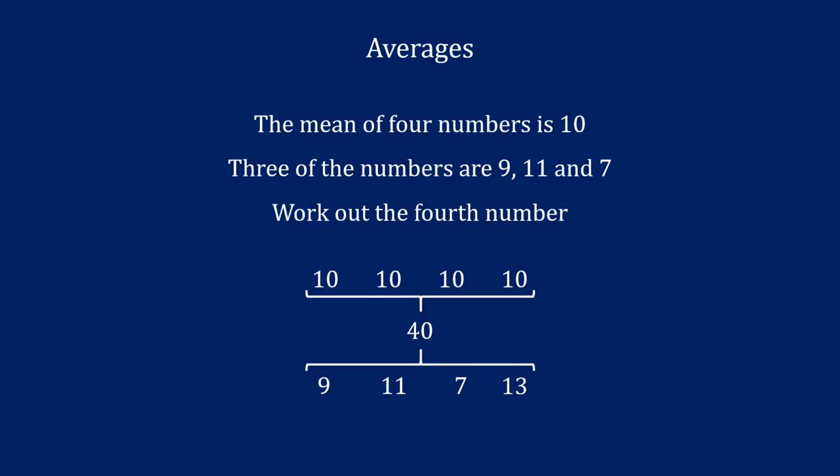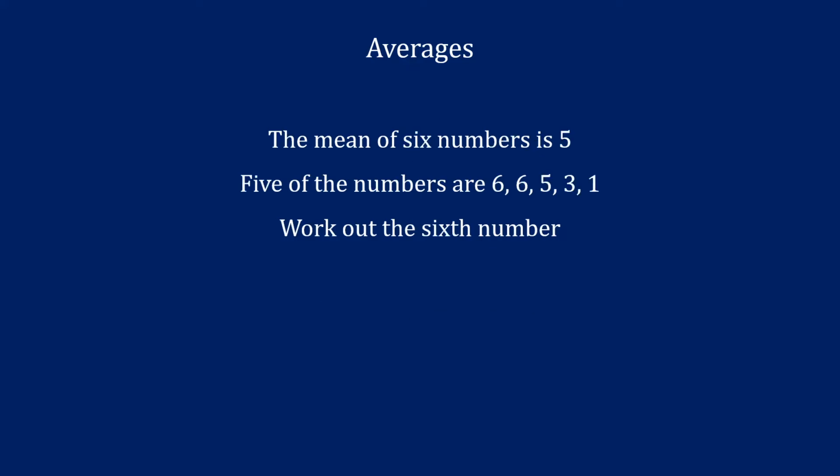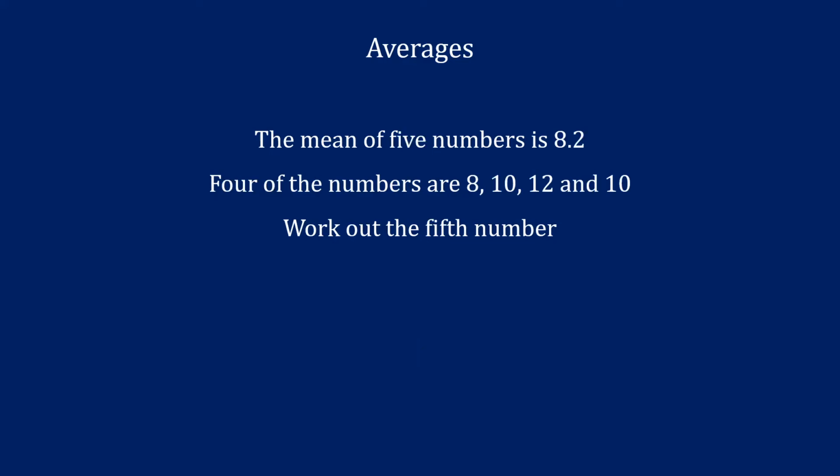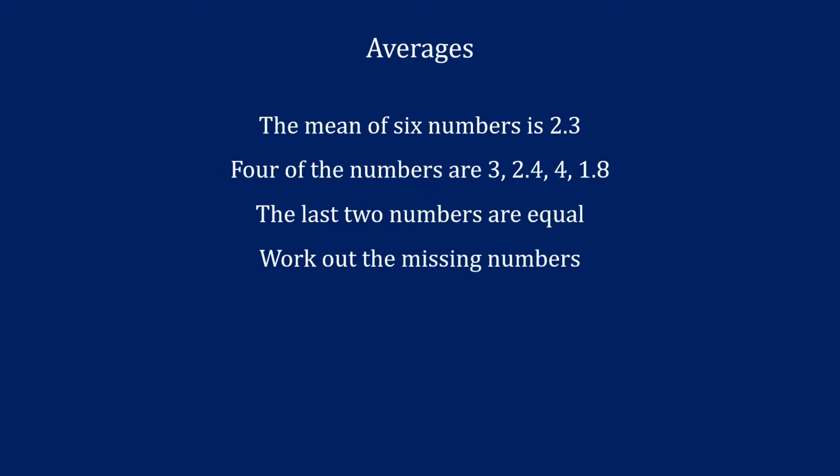Now, it might be useful for you to watch this video again while you're doing the next question, because the working out is always the same, but it requires a little bit of thinking. Pause here, come back when you got an answer. You should get that the missing number is 9. Pause here, come back when you got an answer. You should get that the missing number is 1. Pause here, come back when you got an answer. And pay attention here because it says the last two numbers are equal. Cool? You should get that the last two numbers are 1.3 and 1.3.